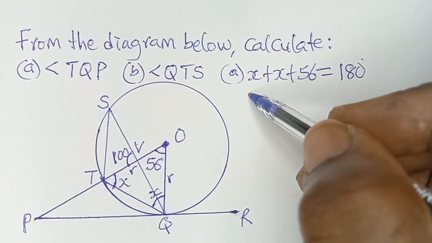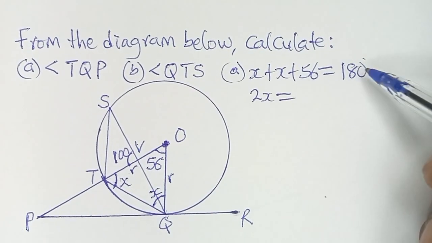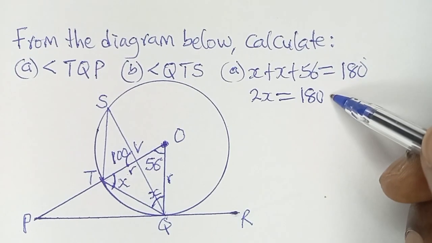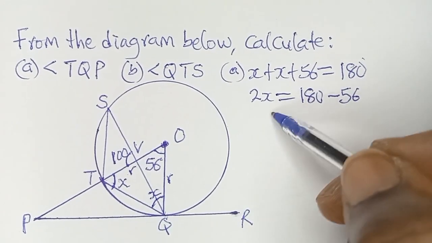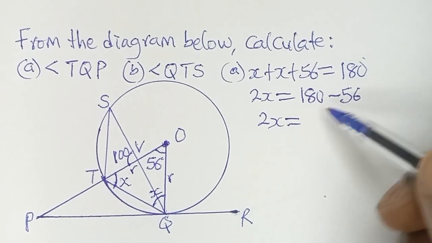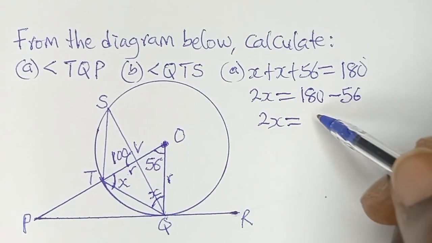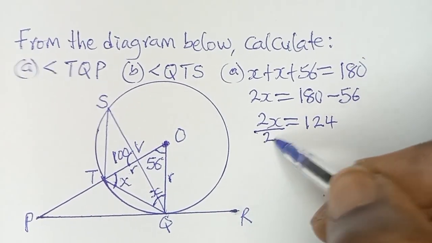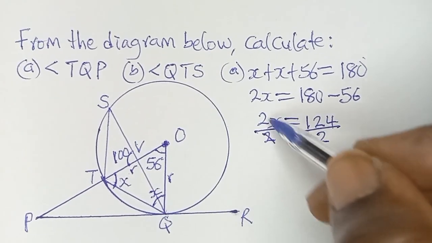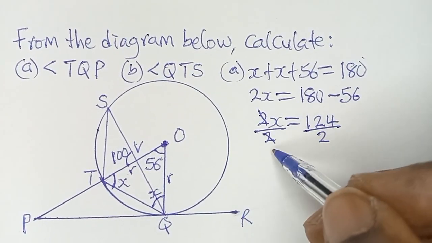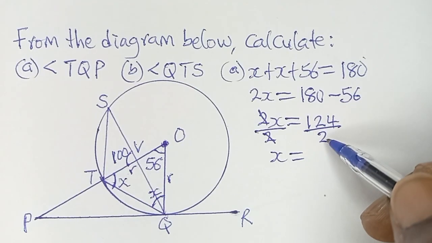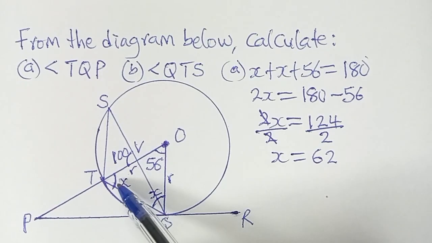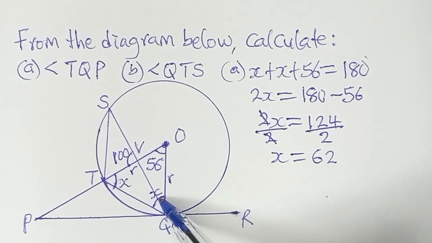So x plus x will give me 2x, is equal to 180, and this positive 56, if it comes to this side, becomes negative 56. From there, I have 2x is equal to 180 minus 56, which gives me 124. I can now divide both sides by 2. This 2 will cancel 2, and I'm left with x on this side, which equals 124 divided by 2, which gives me 62. So that means each of these angles is 62.